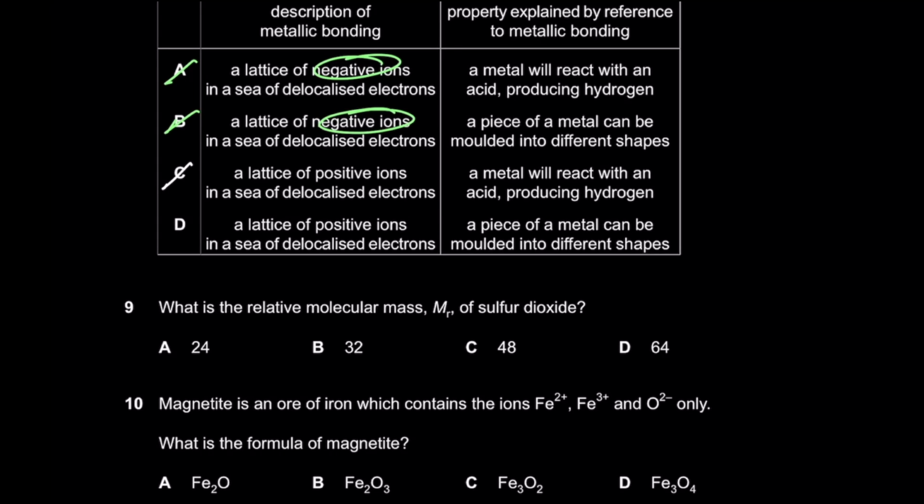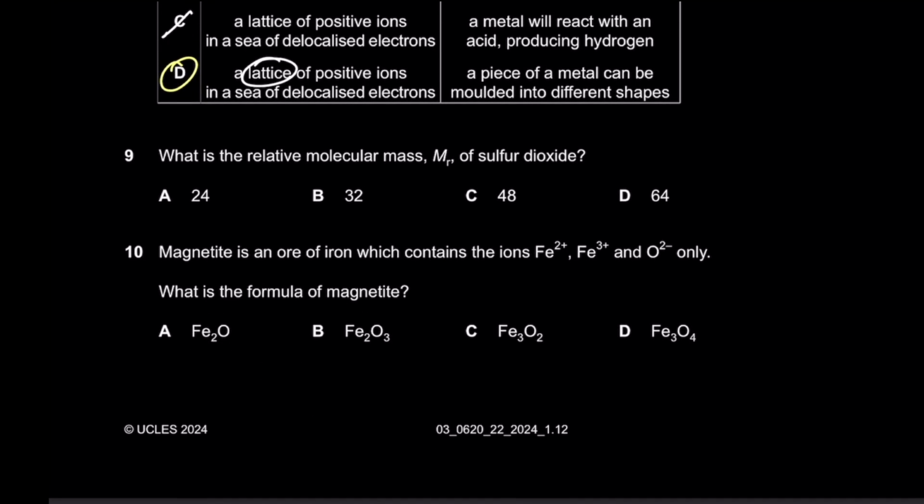And to check D out, D says it's a lattice of positive ions in a sea of delocalized electrons, and a piece of metal can be molded into different shapes. Yes, because we're saying it's a lattice. Lattice means it's a regular structure, and that is why the layers can slide over each other, and we say it's malleable and ductile, and therefore you can mold them into different shapes. So D is absolutely right.